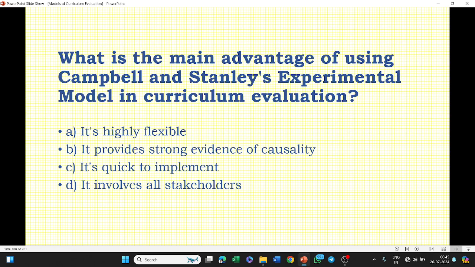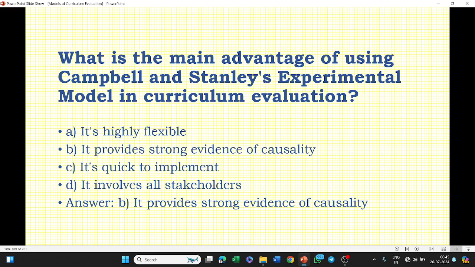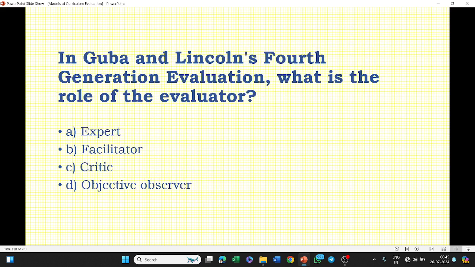What is the main advantage of using Campbell and Stanley's experimental model in curriculum evaluation? Options: it is highly flexible, it provides strong evidence of causality, it's quick to implement, it involves all stakeholders. Answer of this question is option B, that is it provides strong evidence of causality. Next, in Guba and Lincoln fourth generation evaluation, what is the role of the evaluator? Options: expert, facilitator, critic, objective observer. Answer of this question is option B, that is facilitator.